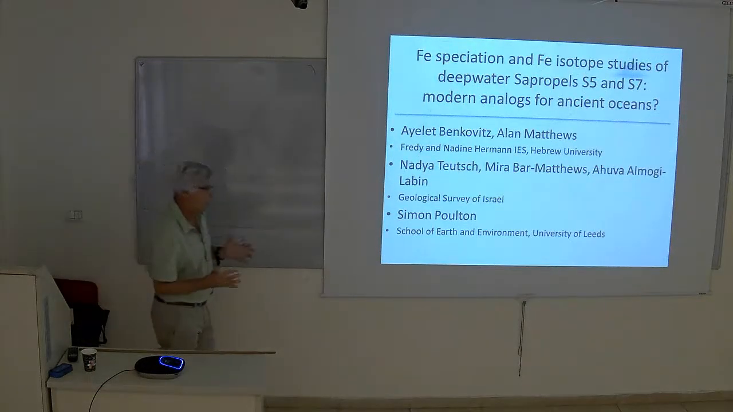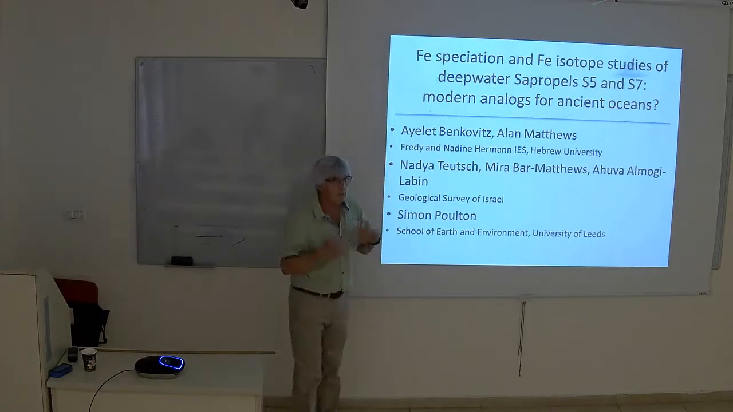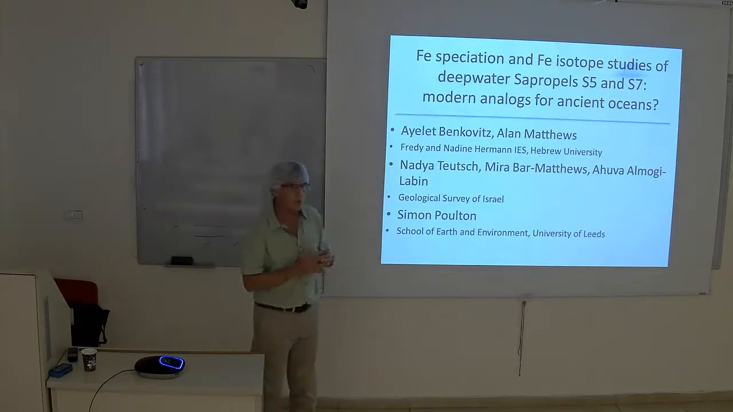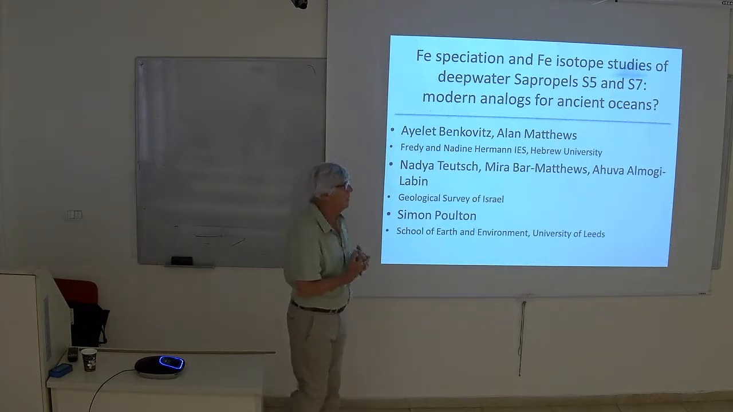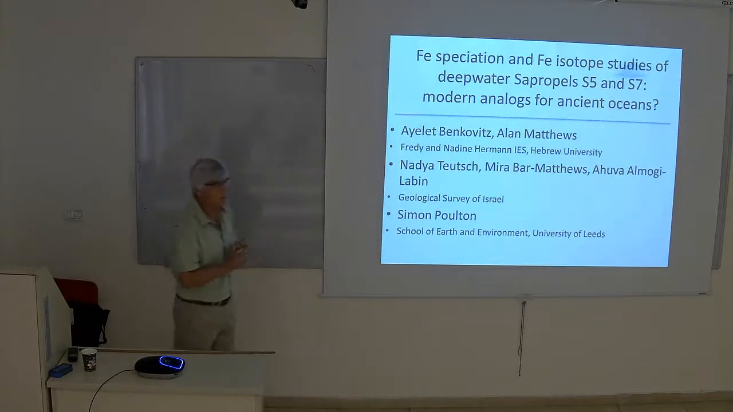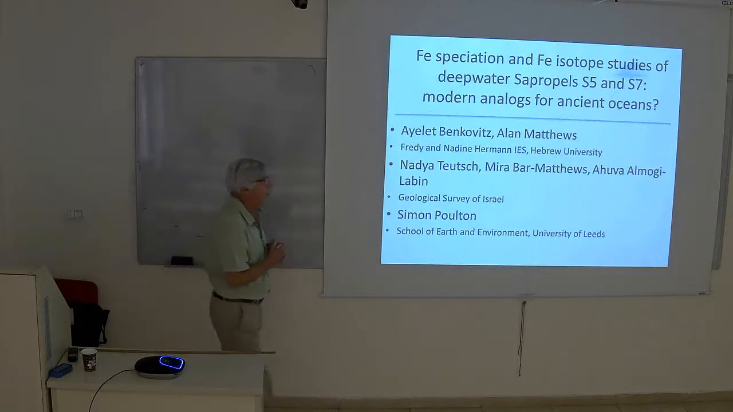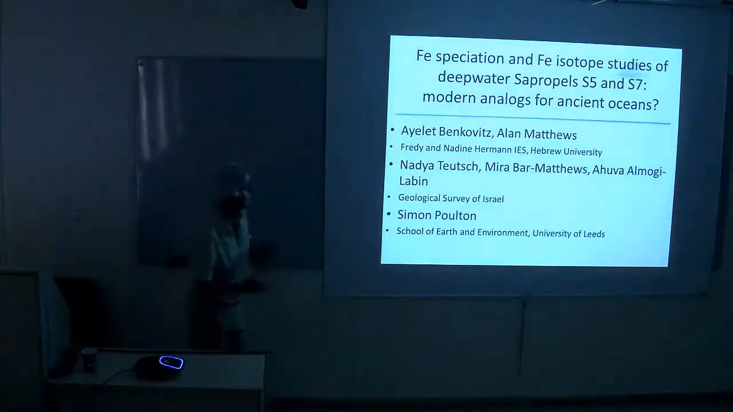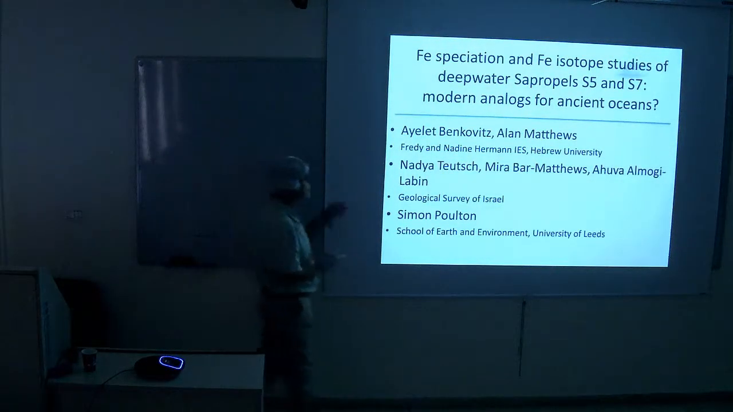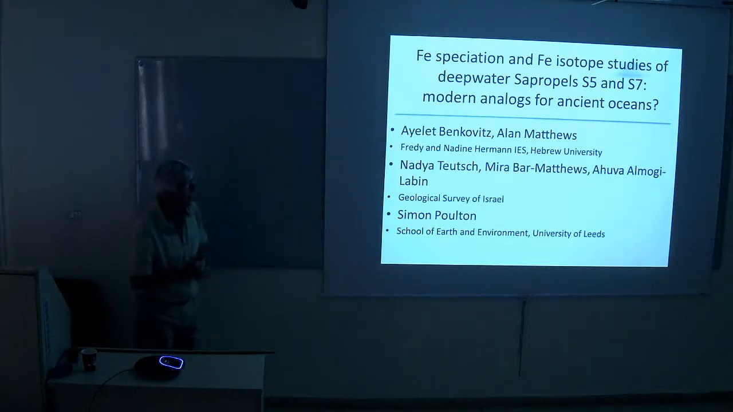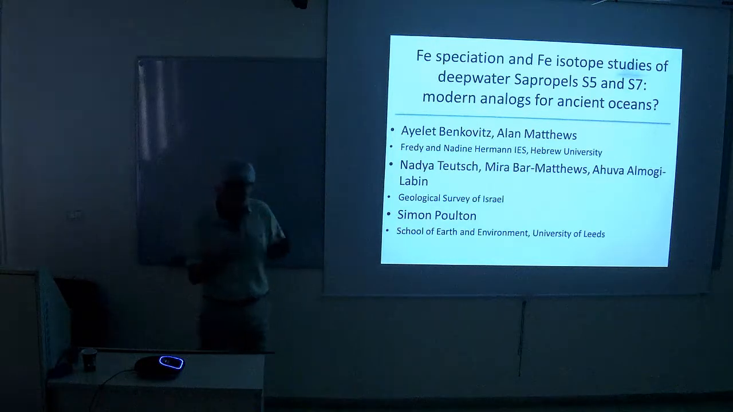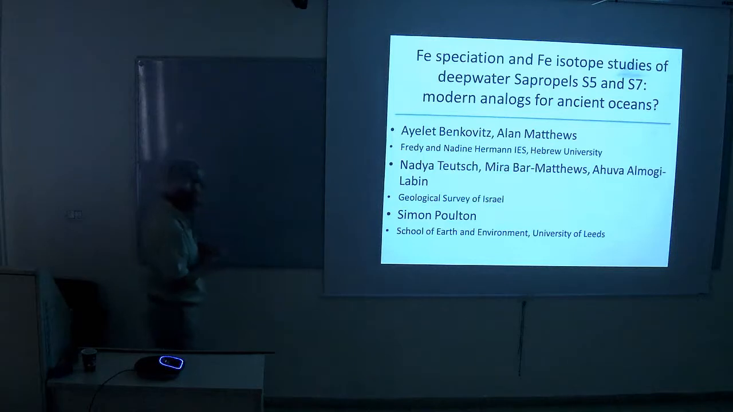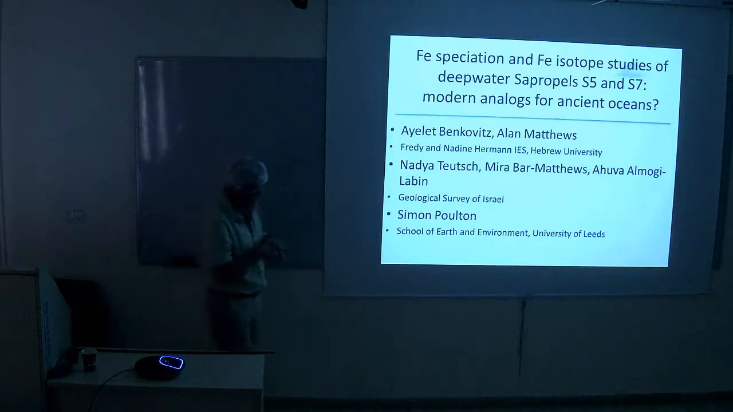My talk is going to be about the oxidation reduction conditions in the ancient oceans, and particularly about reduced oceans, and how we can use sapropels, particularly sapropels called S5 and S7, which are Eastern Mediterranean organic carbonate sediments, as modern analogues to calibrate the conditions of the ancient oceans.